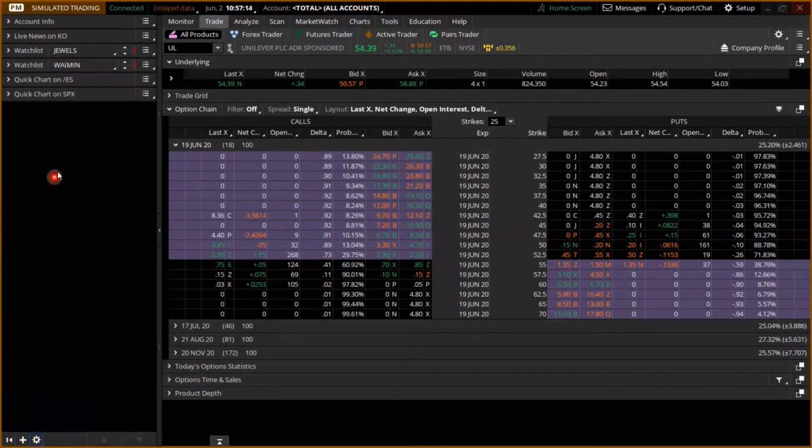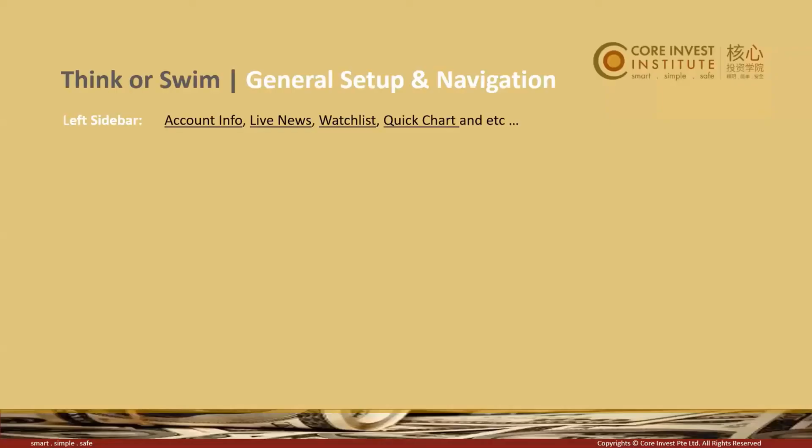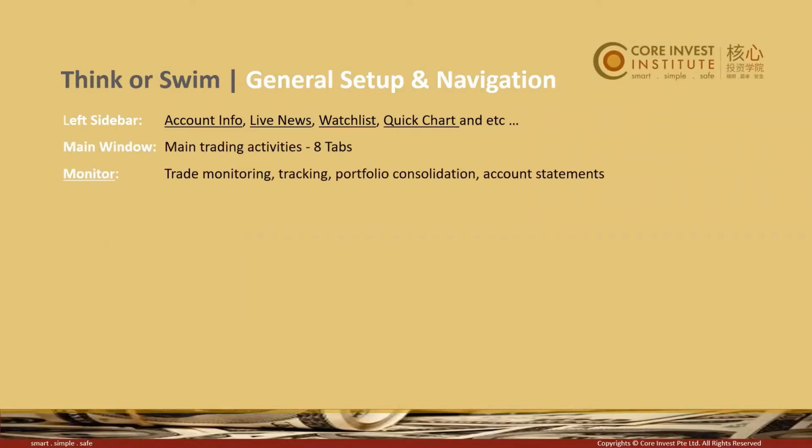And then let's check it out. Account info, live news, your jewels watch list, and your personal watch list, followed by the 2. And that's it. So we have now completed the left sidebar setup. We will now move on to the main part, which has got 8 tabs, namely the monitor. This is for trade monitoring, tracking of your positions, portfolio consolidation, as well as to look through all your transactions in the account statements. The second one is trade, and as the name implies, it is for entering your trades.